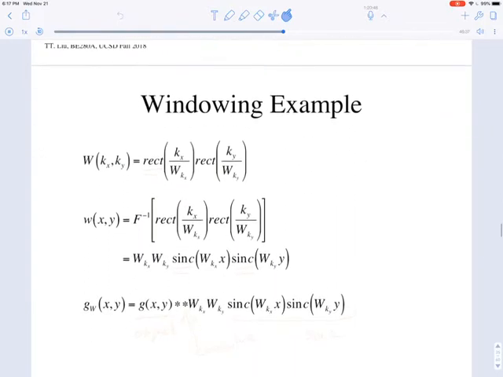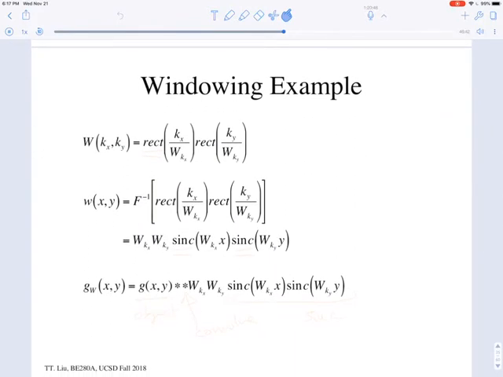This is just describing what we just did, which is basically saying that if my windowing function is a rect, then I'm going to have sinc functions in its inverse transform. So my object just really gets convolved with these sinc functions. That's all we're doing. We're just taking my object and convolving it with sinc functions.